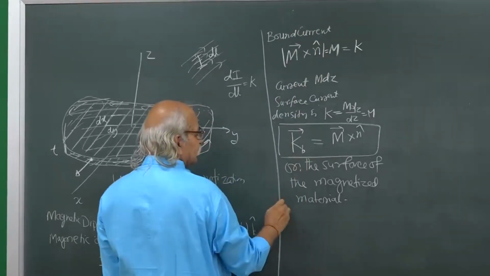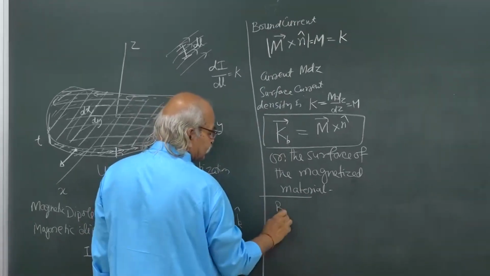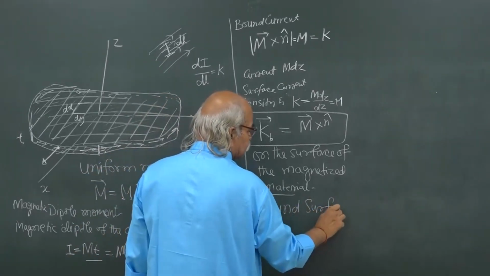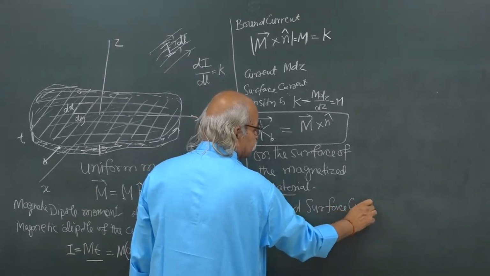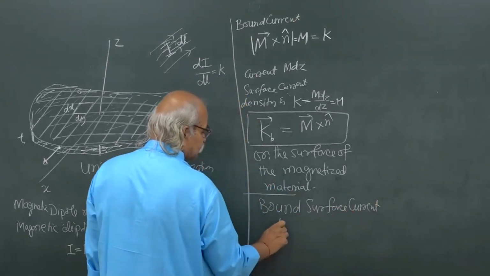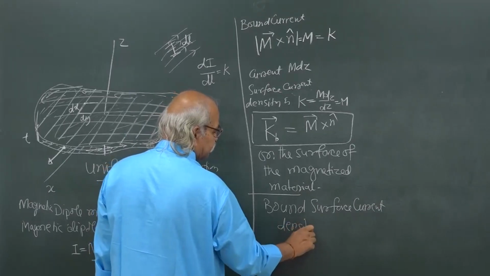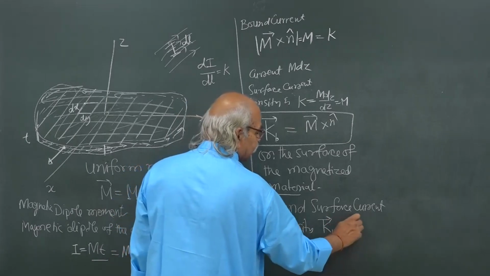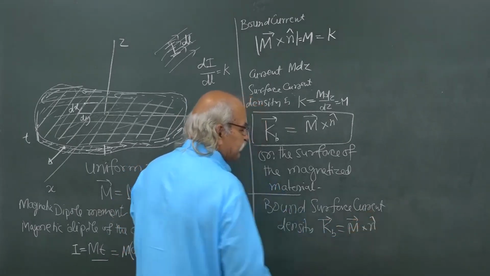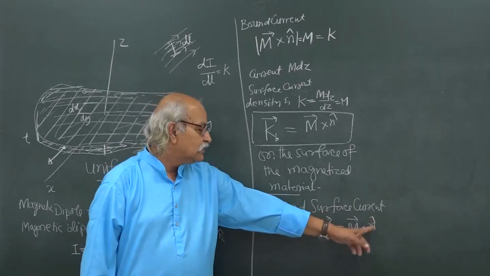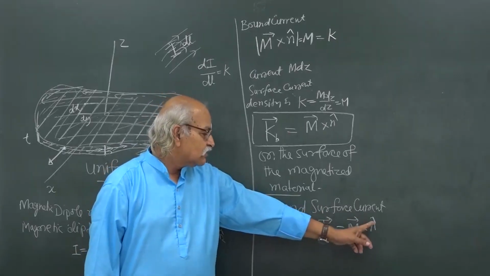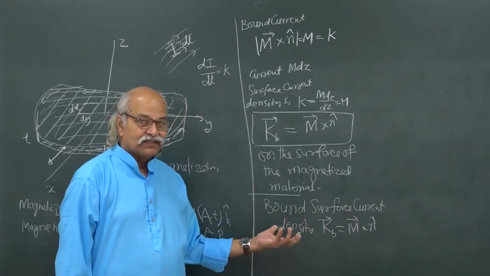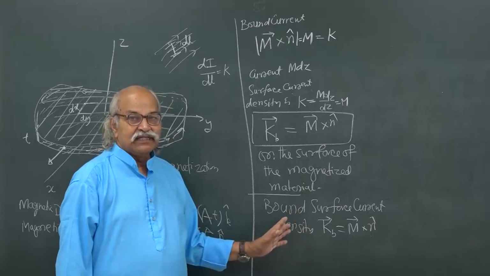So, this is bound current, and one part is the surface current. So, we call it bound surface current density. This is our Kb, and this is m cross n cap on the surface, where n cap is the unit vector along the normal to the surface, and m is the magnetization vector at that point. So, that is how this Kb is defined.